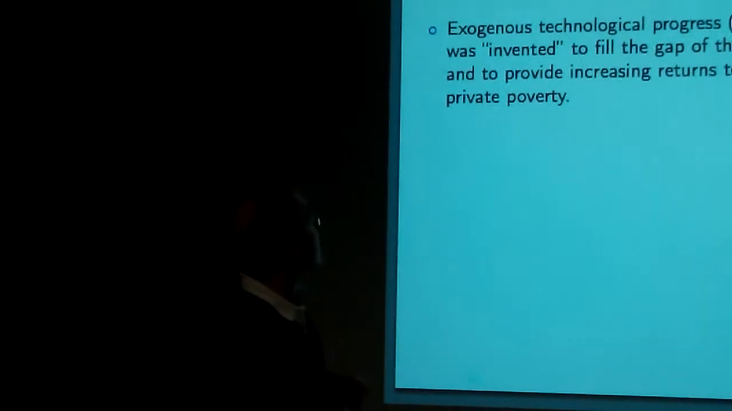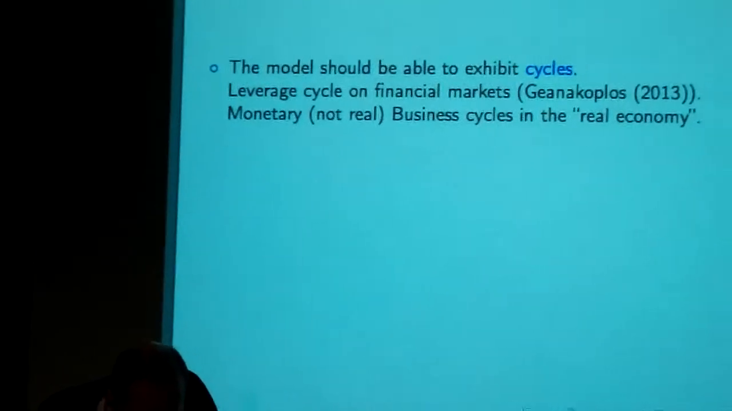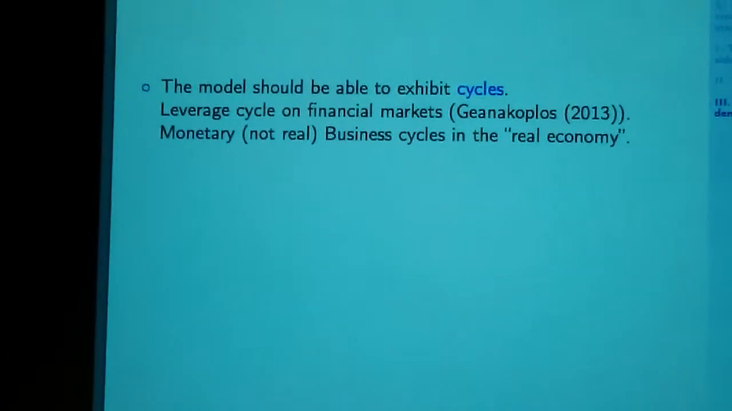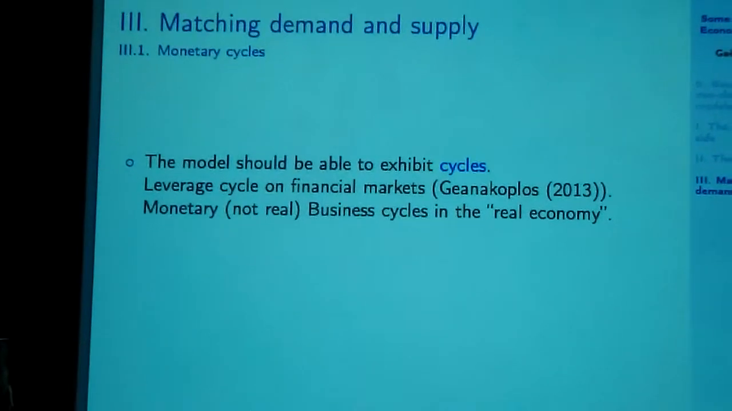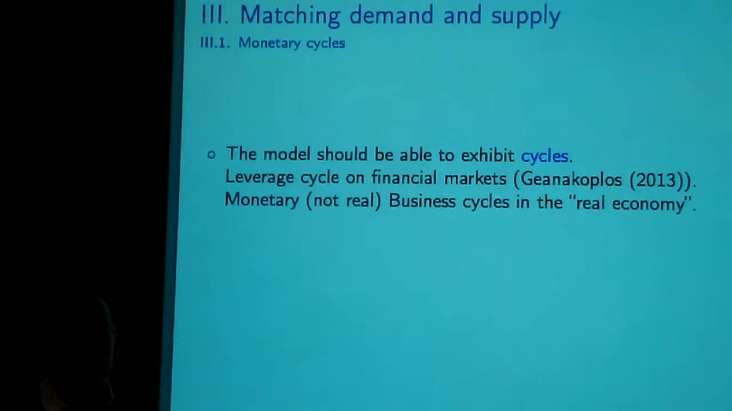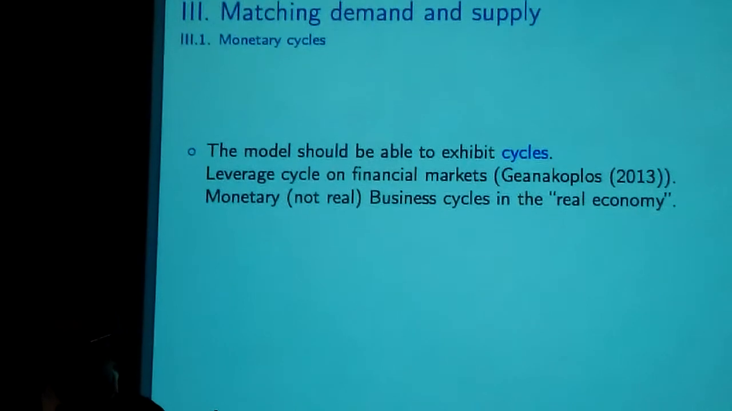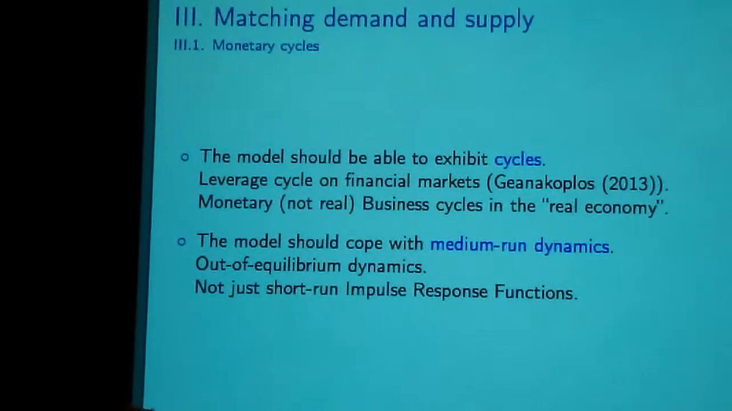Manna from heaven, exactly. Maybe you want to address the last point, matching demand and supply. Exactly. The model should be able to exhibit cycles, because in real life we do have cycles, bearish and bullish phases. Of course, if you have an entirely static model, you cannot have it. So you should be able to have cycles.